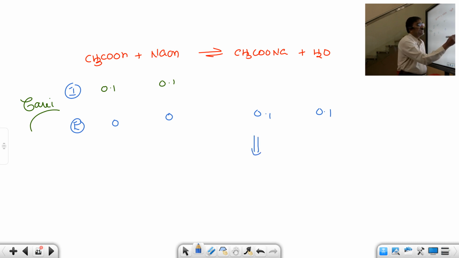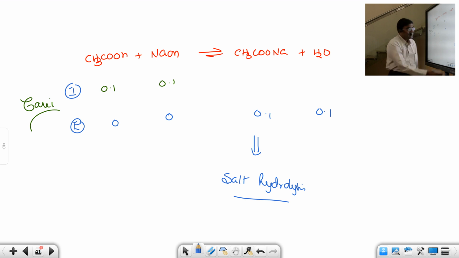That means this is salt hydrolysis. The salt is completely soluble. So what do you have to apply? Salt hydrolysis. What is the formula? You know very well: pH is equal to half pKw minus pKa by 2 minus log C. That formula you have to use. So this is the first concept.